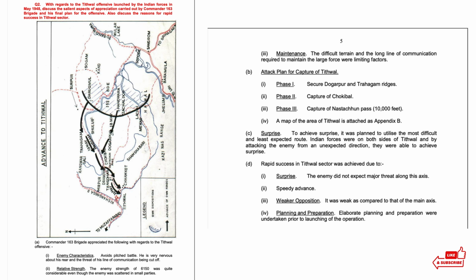Let's move ahead to question number 2, which states, with regards to the Tithwal offensive launched by the Indian forces in May 1948, discuss the salient aspects of appreciation carried out by Commander 163 Brigade and his final plan for the offensive. Also discuss the reasons for rapid success in Tithwal sector.